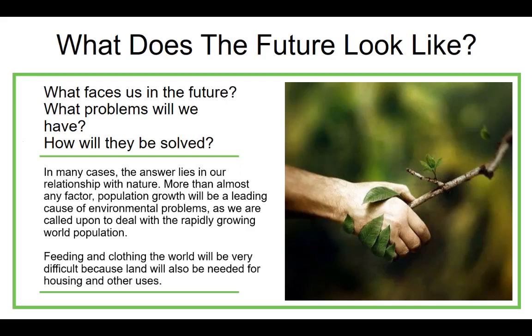We are called upon to deal with this rapidly growing world population. And we need to feed those people. We need to clothe those people. And that's going to become harder and harder as the number of people gets bigger. They need a place to live. They need food to eat. They need clothes to wear. So, what's that going to look like moving forward?